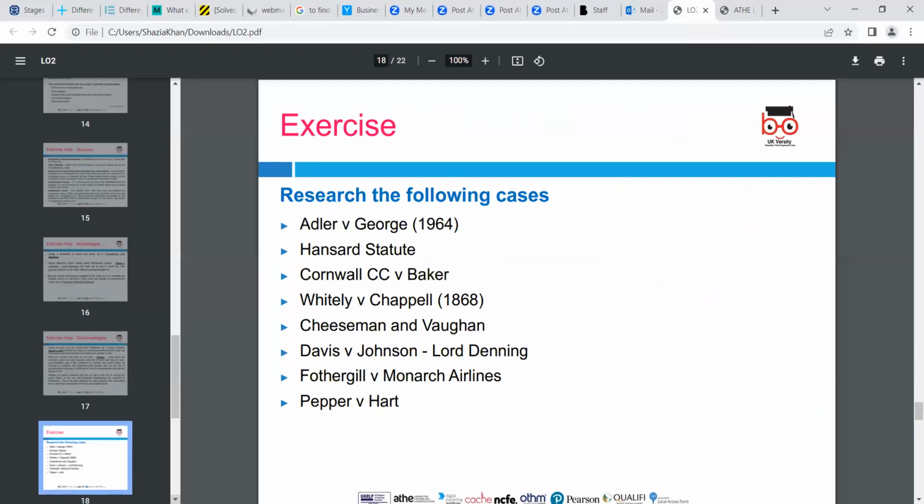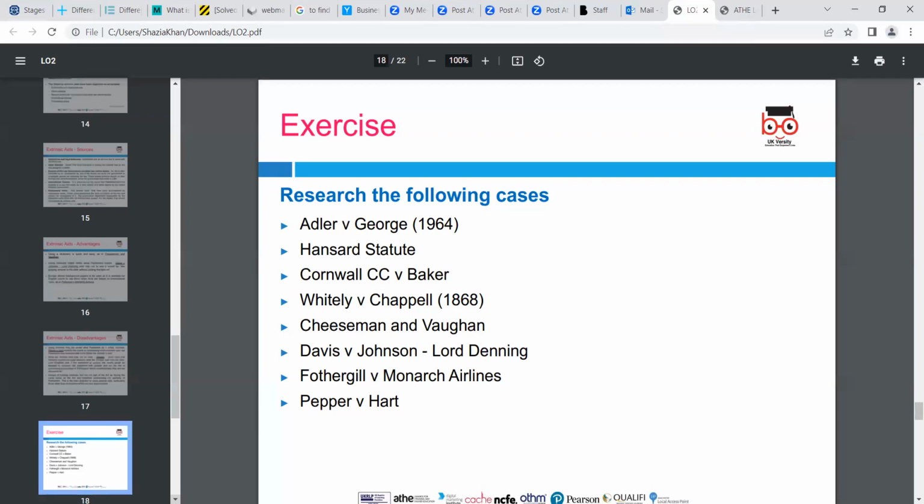Exercise. In regards to doing some research around the cases in regards to the intrinsic and extrinsic rules, but also looking at the purposive, literal and golden rules, and the judge's discretion. Look at the following cases which will help and support you, and this will be homework for you to consider.